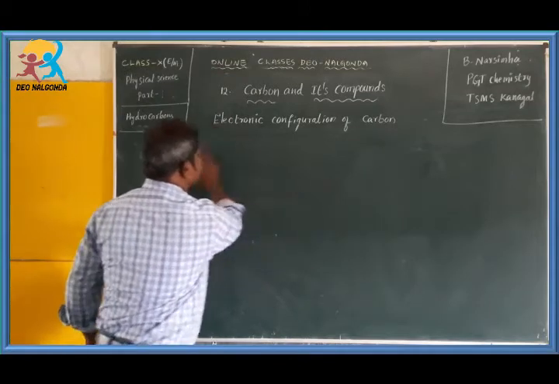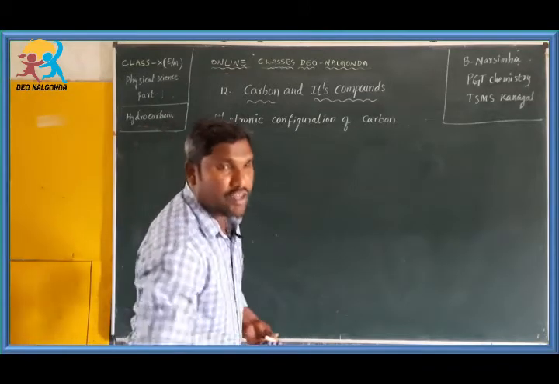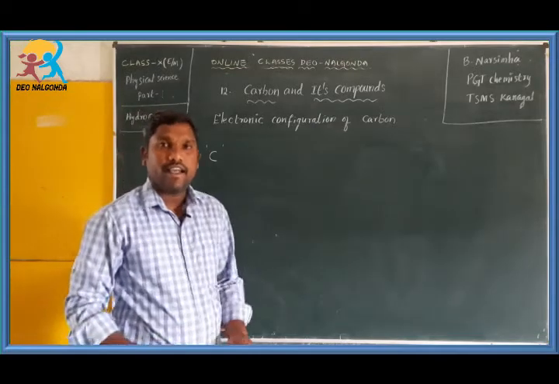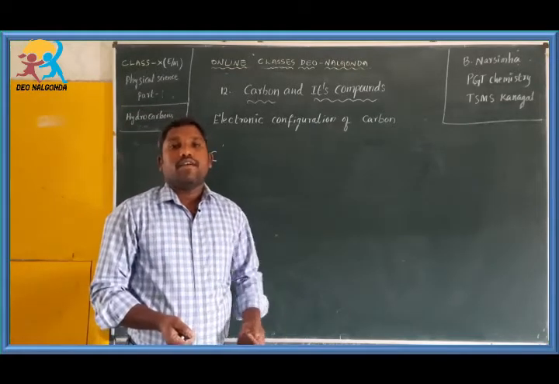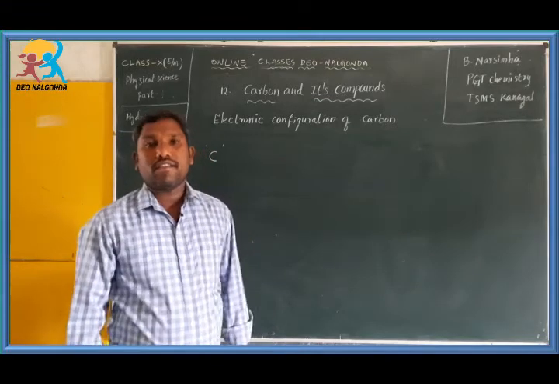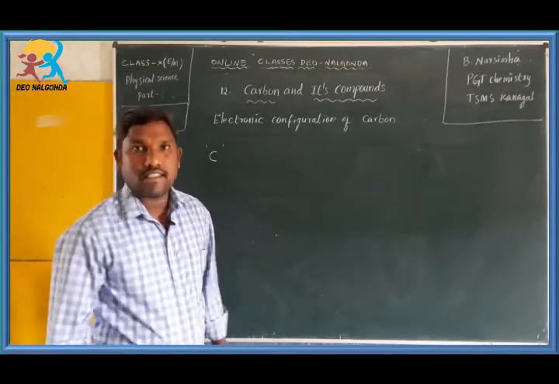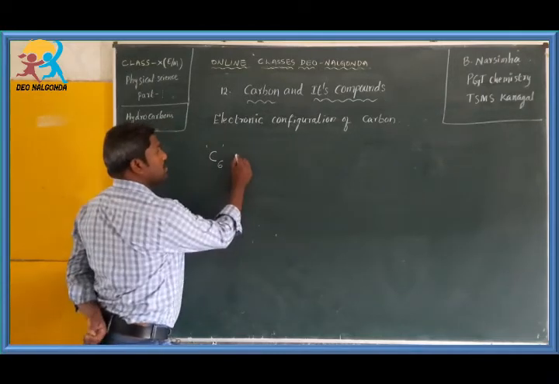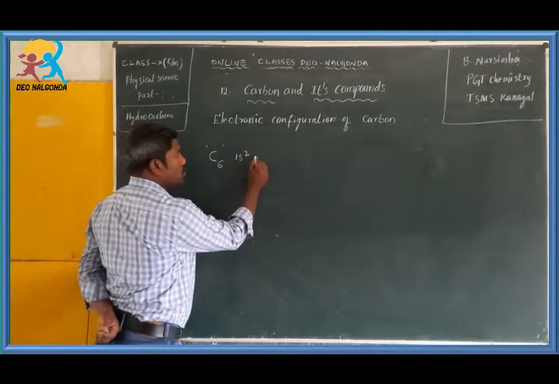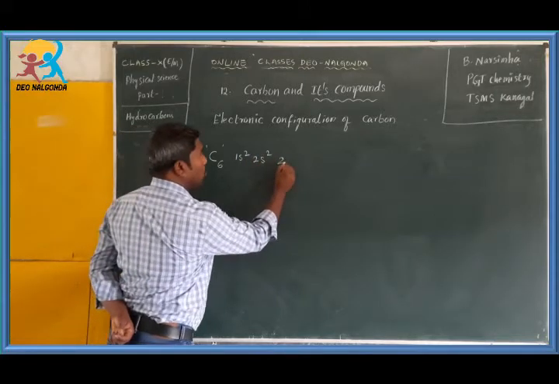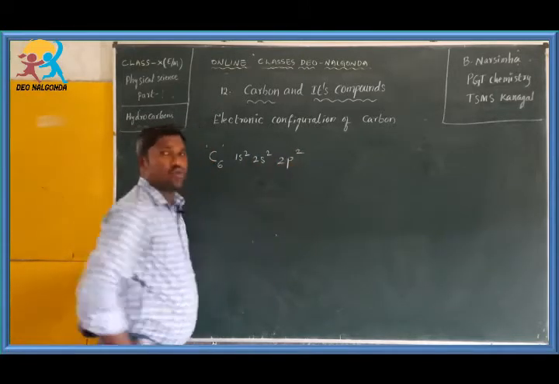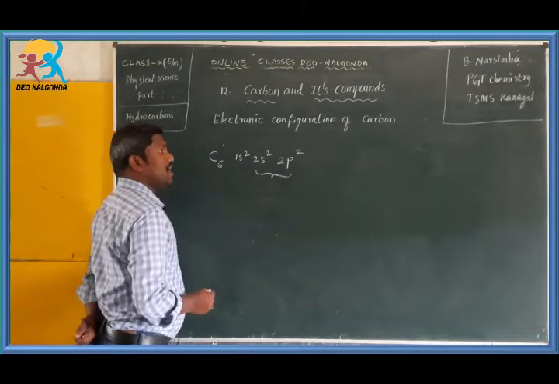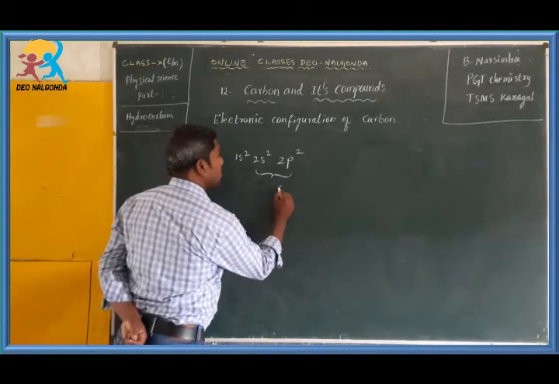The symbol of carbon is C. Carbon is a non-metal. Therefore, carbon belongs to group 4A elements. The atomic number of carbon is 6. The electronic configuration of carbon is 1s2, 2s2, 2p2. Here 2s2, 2p2 is the outermost electronic configuration.